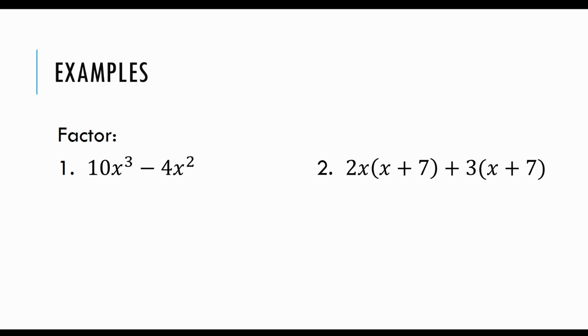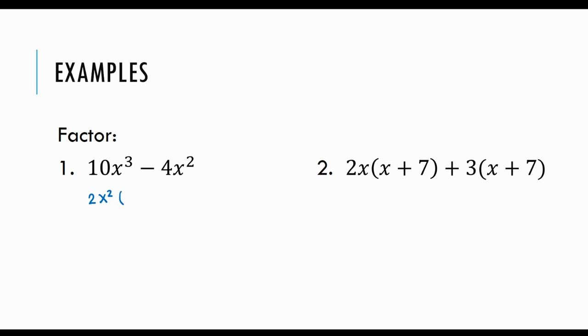In the first one, 10x to the third minus 4x squared, I would start with the numbers. What is the biggest number that 10 and 4 have in common? So obviously 4, you can't multiply to get 10, but since 2 is a factor of 4 as well as 10, 2 is going to be a part of that GCF. When you're looking at your variables, as long as they have the same base, it's going to be the smaller exponent that they have in common, so x squared.